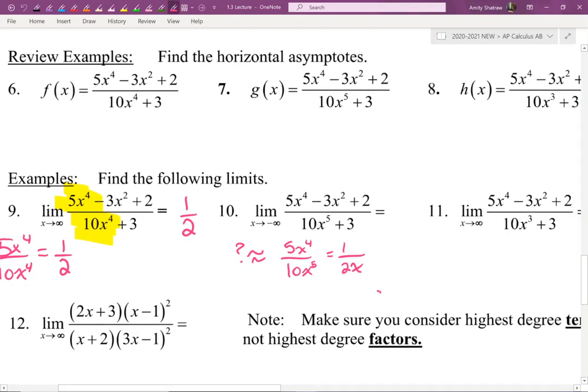Imagine that you throw a million in there for x, or shoot, in this case, negative a million in there for x, and what you're going to end up with is 1 over negative a really big number, which is negative 0.000000000000000000001, whatever that number is. It is really small. It is basically 0. So if you have 1 over a gigantic number, then you're going to get 0.